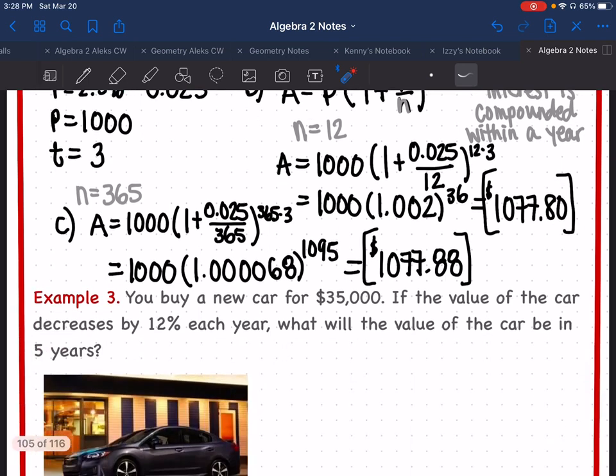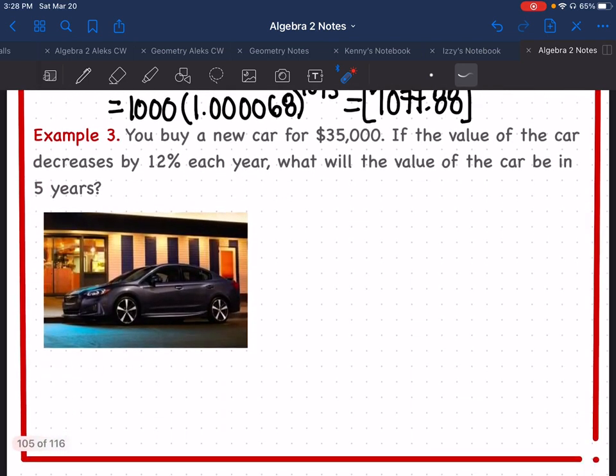All right, let's take a look at the next one. You buy a new car for $35,000. There's my brand new car. The value of my car decreases by 12% each year. Notice here, now we're talking about decreases. We're going to talk about decay for this one. What is the value of my car? What will it be in 5 years?